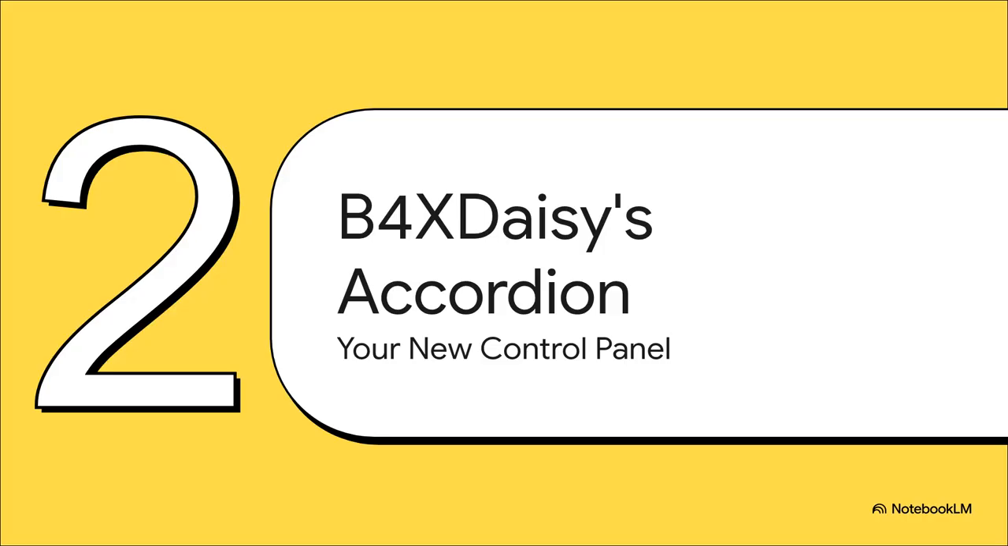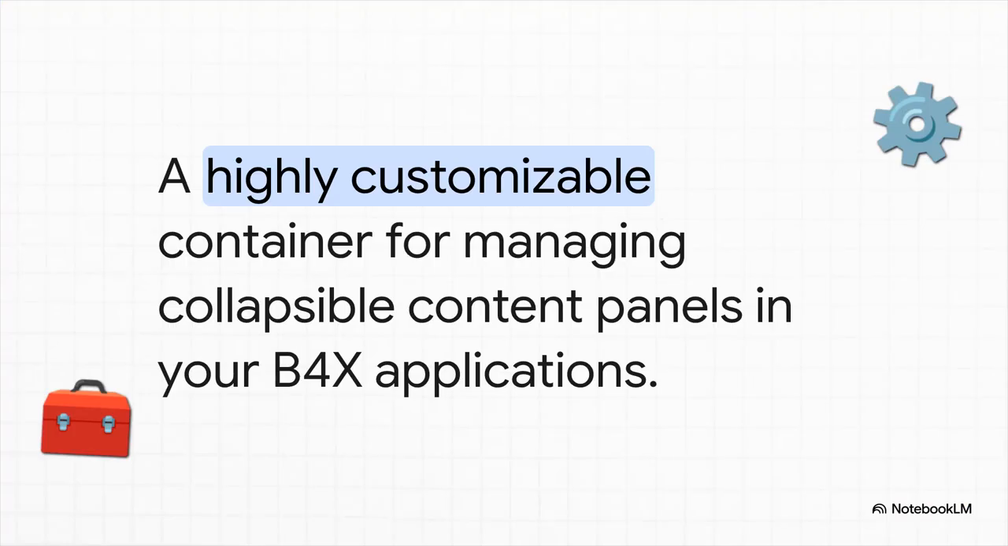Okay, so now let's talk about B4XDaisy's specific take on this. This is not just some simple UI element. You should really think of it as a complete control system for any collapsible content you want to build. The B4XDaisyAccordion is this specialized container that just automates the whole management of these panels. It's like a toolkit for you, the developer, that lets you define exactly how your accordion looks, how it feels, and most importantly, how it behaves.